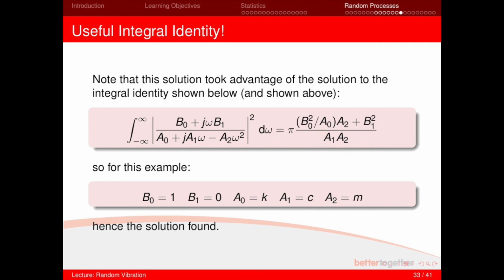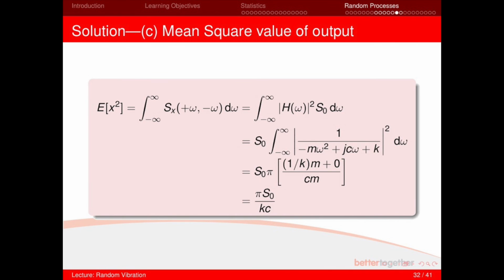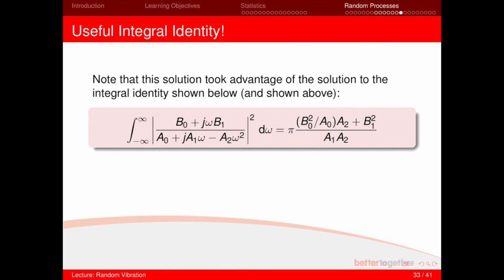We have b0, which is 1, so 1 squared divided by a0, which was k. So 1 divided by k times a2, which is m. So we've got m over k plus b1 squared, which is 0. And then on the bottom, we've got c times m. If you go through the process, that's my term: 1 over k times m plus 0 over cm. Obviously, the m's will cancel out, and I get 1 over ck there times S0 pi, which is where that comes from.